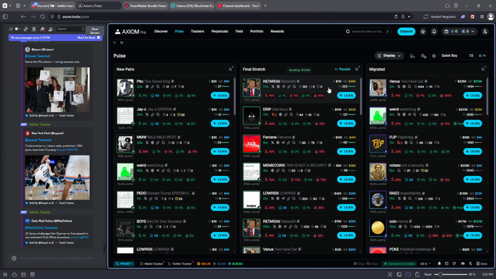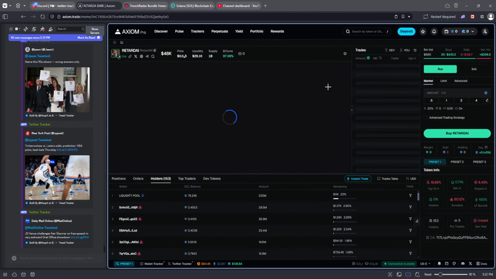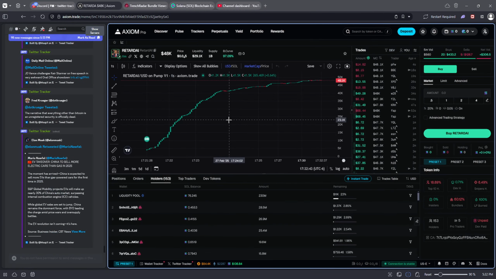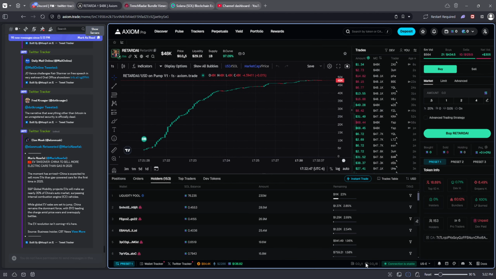Now, as far as fees go, if you click on a coin, you're going to see that a few things open up here. On the bottom, you can see the recommended priority fee, and you can see the recommended bribe fee. Now, both of these fees are different. They serve two different purposes. I'll explain what they are now.